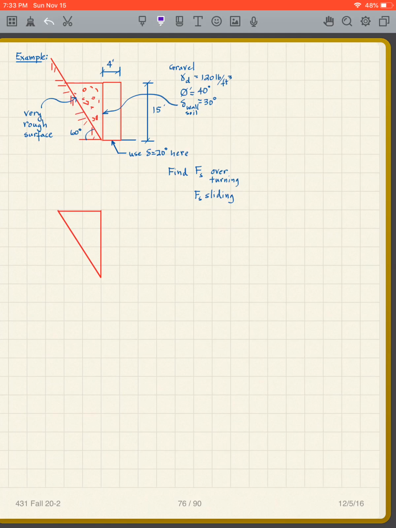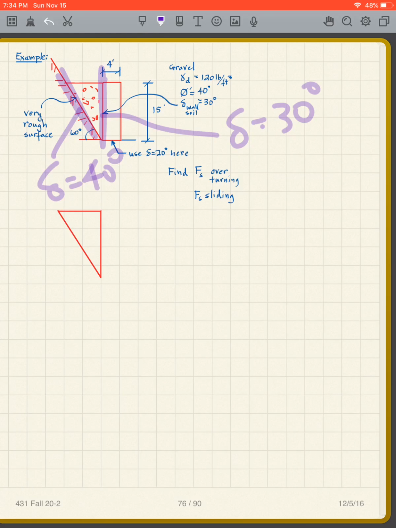And that's for very rough. Now here I'm saying that delta at the wall is 30 degrees. So, in other words, the delta here is 40 degrees. The delta here is 30 degrees. And then I talk about the delta down here is 20 degrees. So we have 3 different deltas.